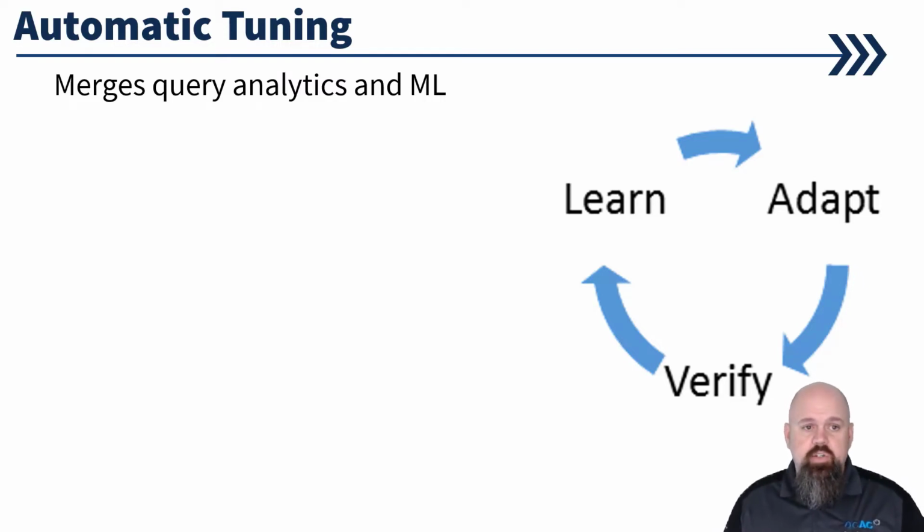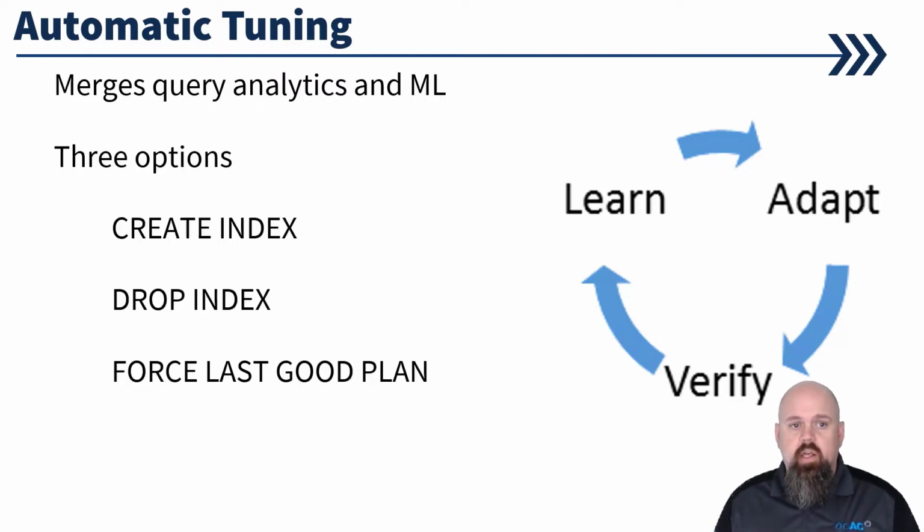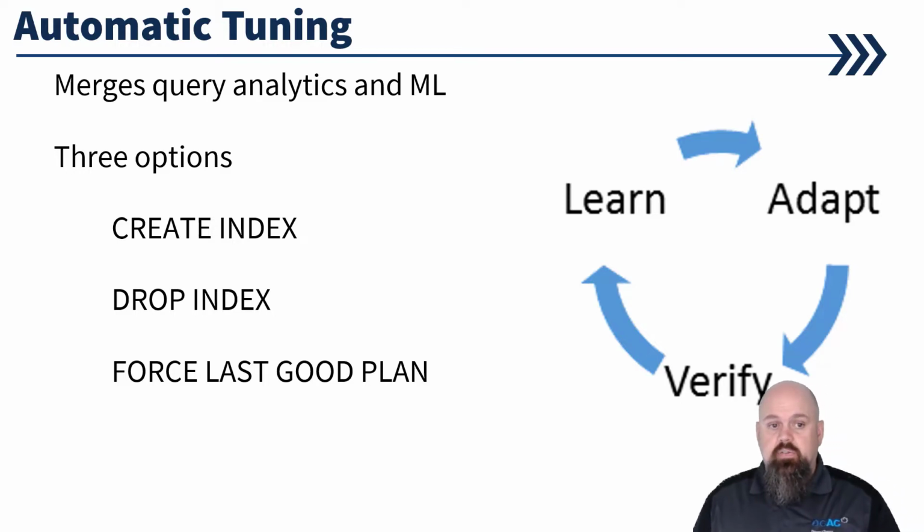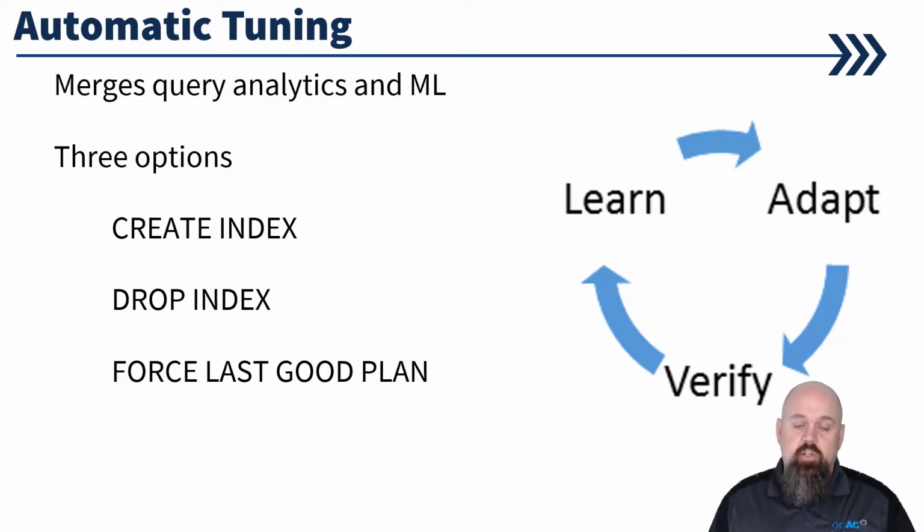There's basically 3 options that come with the automatic tuning. Keep in mind that automatic tuning literally is allowing the service to do these options. We can allow the service to create an index, we can allow the service to drop an index, or we can allow the service to force a last good plan. By default, the only thing that is enabled out of the gate is force last good plan. Now, this option, force last good plan, is also available to you on premises.